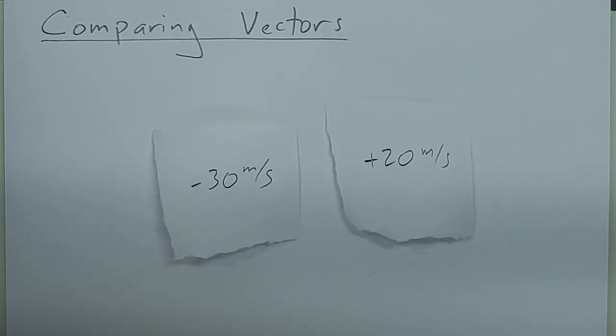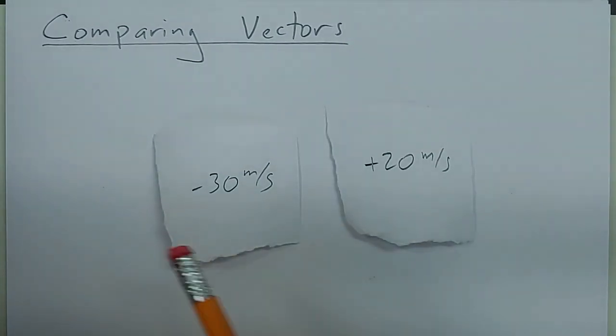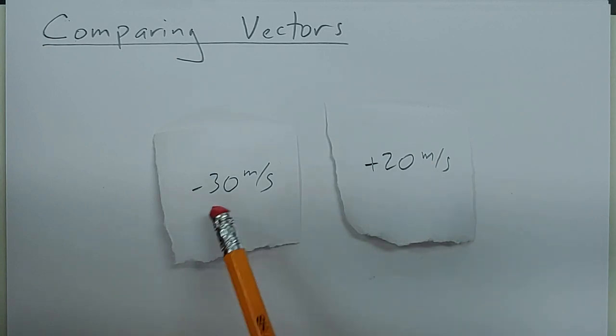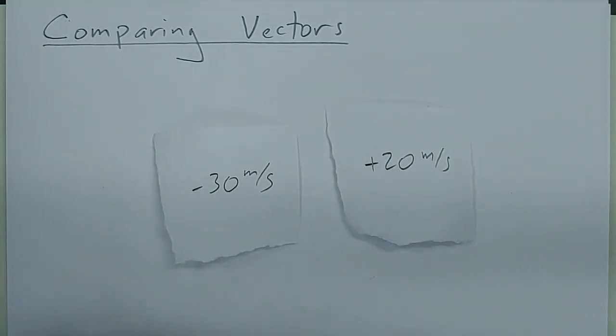So for the question of the day, we were trying to figure out which of these two velocities is bigger, negative 30 meters per second or positive 20 meters per second. And this is one of the situations where the way that we deal with vector quantities in physics is a little different than what you might be used to in math class.